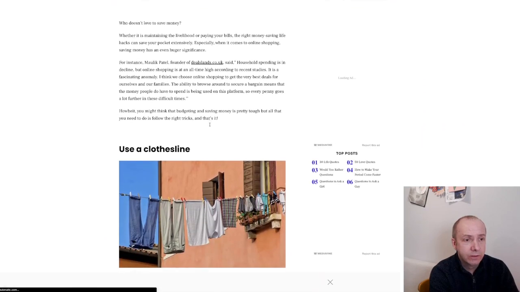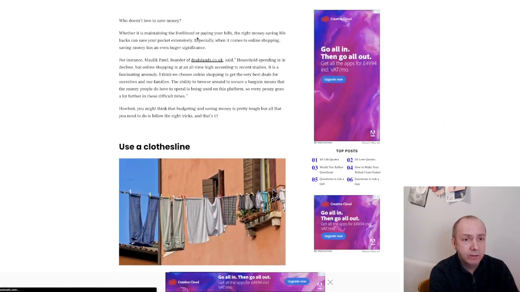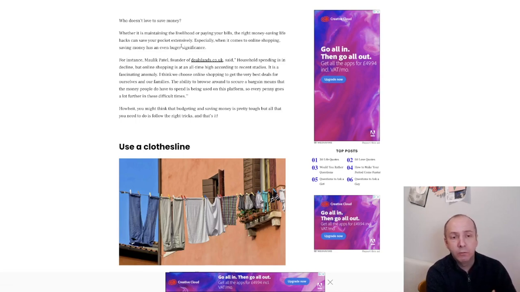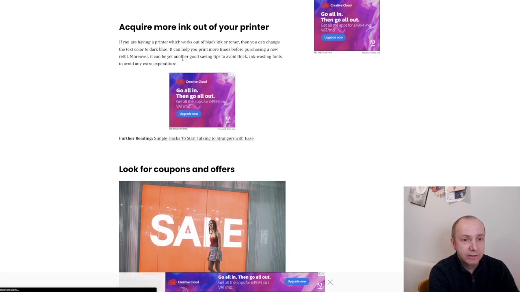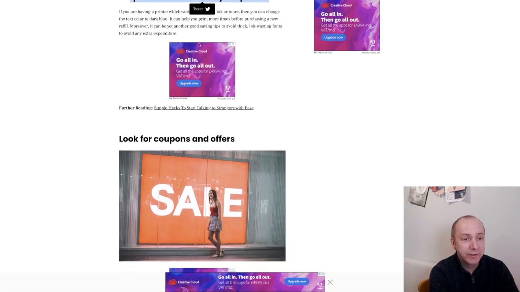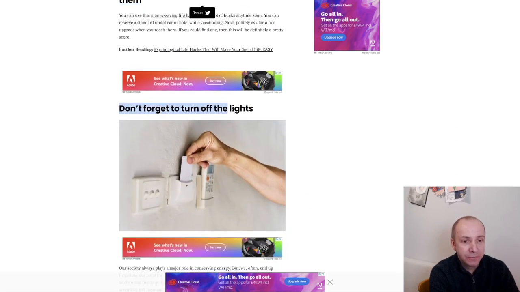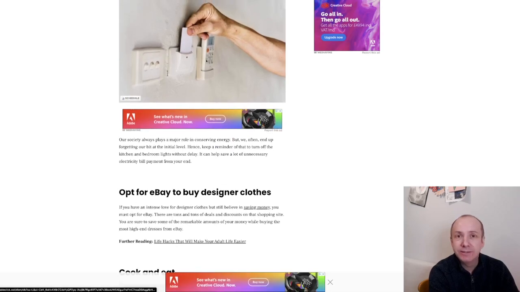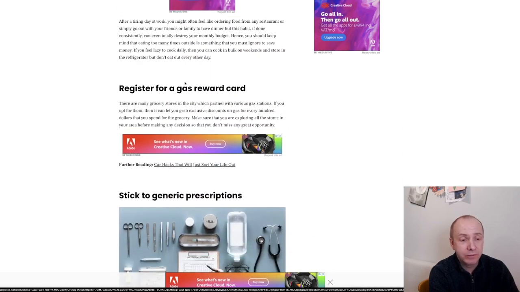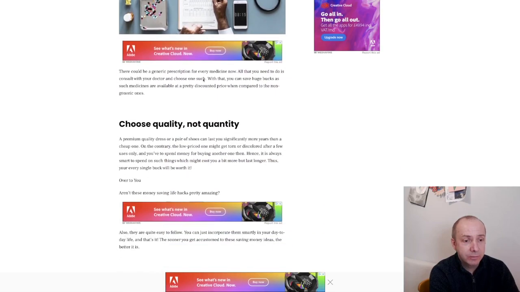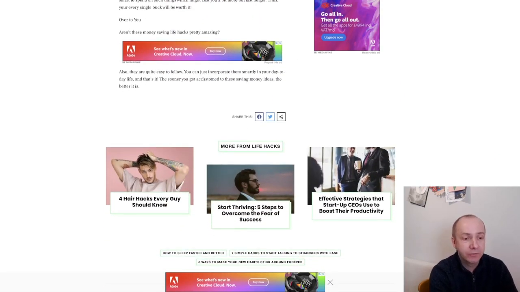Let's have a look at this one. So what does it say? To save money, paying your bills. So it sets the precedent: life hacks to improve your life, not pay as many bills, live a stress-free life. Okay, so you can use a clothesline, acquire more ink out of your printer, opt for upgrades. Don't forget to turn off the lights. I mean, how easy is it to produce a photo like that? Eat and cook. Again, how easy is it for me to produce a photo like that? Stick to generic prescriptions. Very, very easy piece of content.